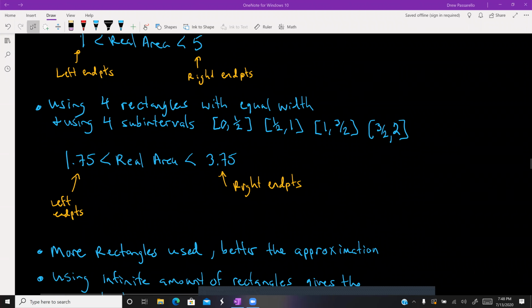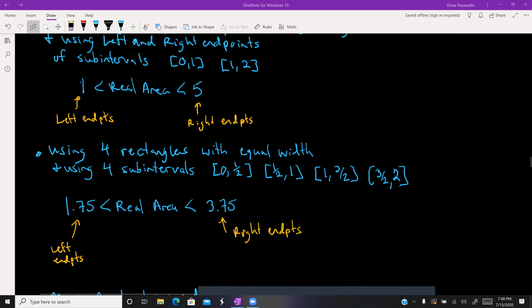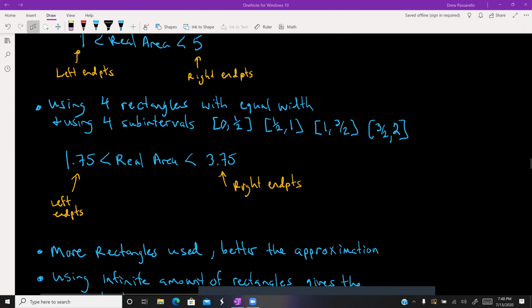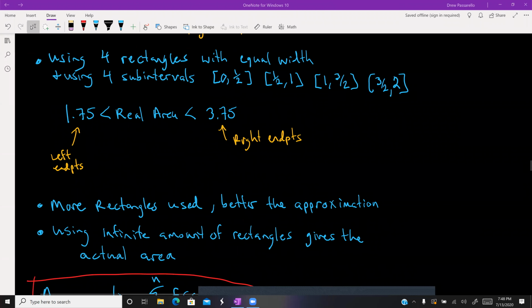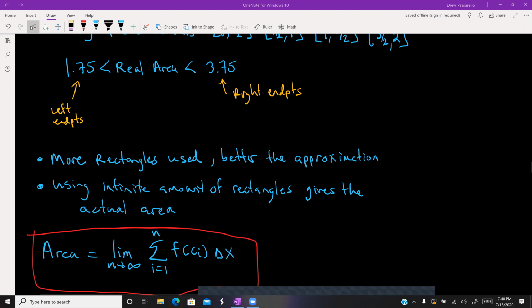Then we tried 4 rectangles, again using equal width. And these are the 4 subintervals. And then we get the bounds to be 1.75 and 3.75. You could compare that with the 1 to 5; we get a more narrow range of values where the real area can be bounded. So the more rectangles used, the better the approximation. In fact, using an infinite amount of rectangles gives the actual area, and that can be expressed using this limit.